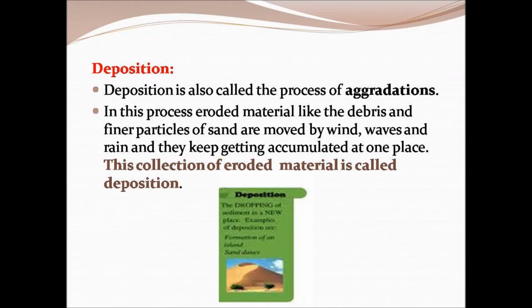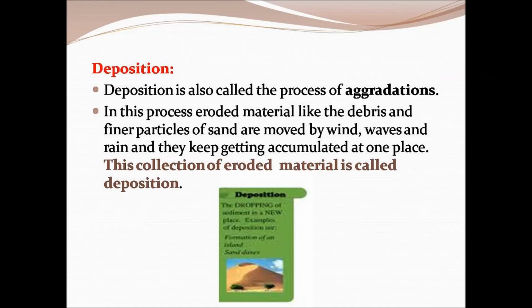Deposition. Deposition is also called the process of aggradation. In this process, eroded material like debris, meaning fragments of rocks, that is the small pieces of rocks, and finer particles of sand are moved by wind, waves and rain, and they get accumulated, meaning they get collected or gathered at one place. This collection of the eroded material, that is the moved away material, is called deposition.